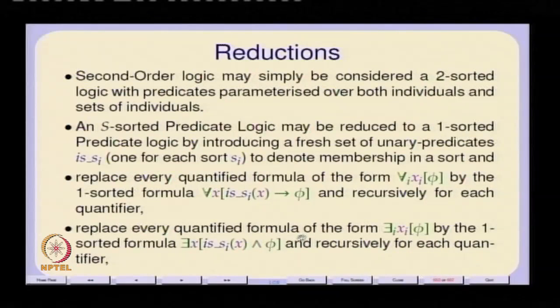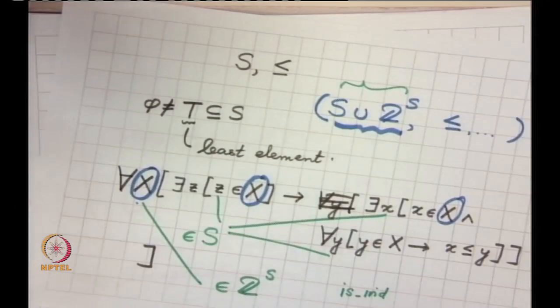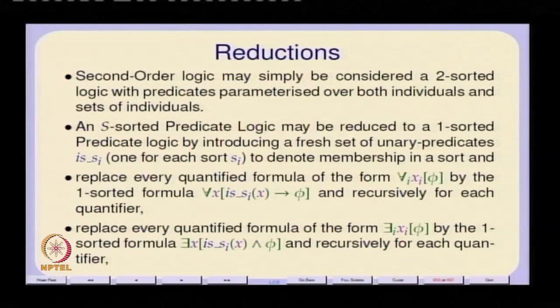Similarly, for every quantified formula of the form there exists i xi phi, we replace it by the one sorted formula there exists x such that x is Si and phi, where again in phi we replace all the quantifiers by this qualification. So, you can think of this as sort of bounded. So, this essentially is like a bounded quantification which specifies the type of each individual, or membership in a sort. It specifies it as a unary predicate.